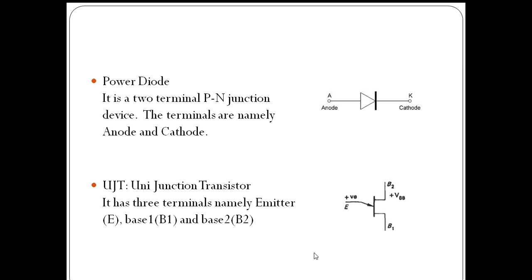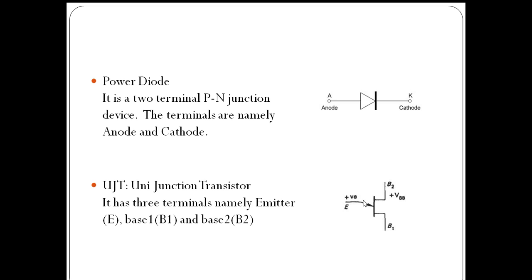Power diode. Power diode will be having two terminals, anode and cathode, and it is the symbolic representation. So this is P type of layer, N type of layer, and the symbolic representation is it is allowing only in one direction. The current will be flowing from anode to cathode. Power diode, it is a two-terminal PN junction device. The terminals are mainly anode and cathode.